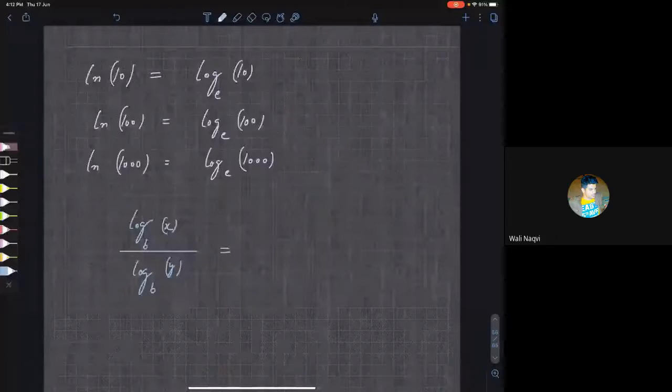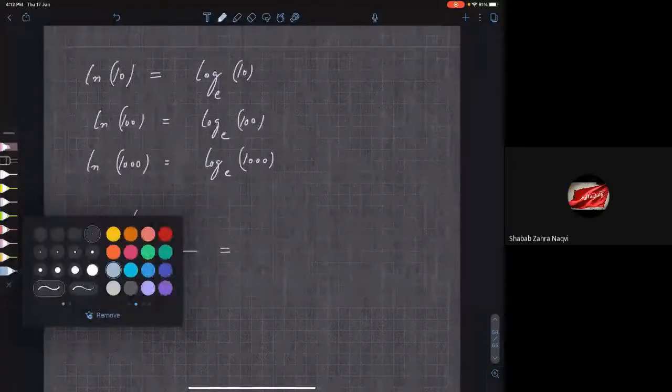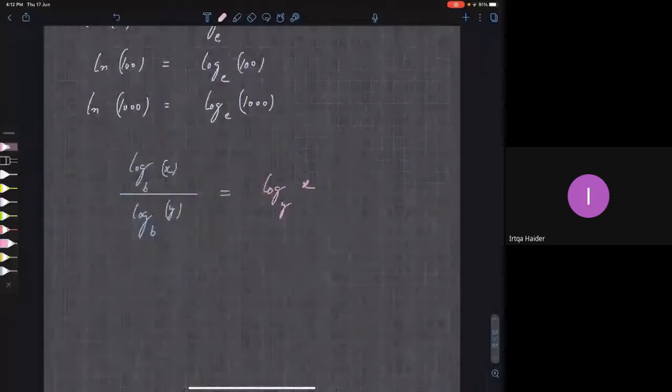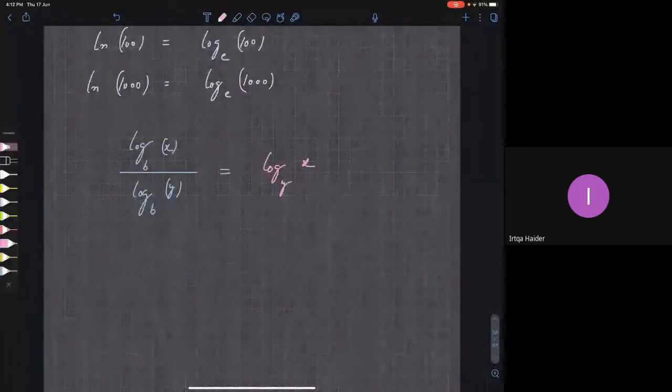Okay. So what is this property? What do you get here? Log x to the base y. Now I'll use this relationship.